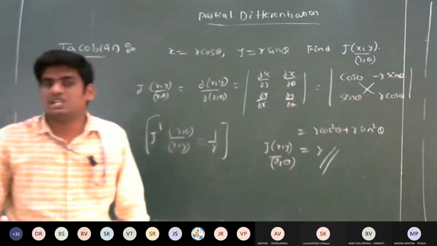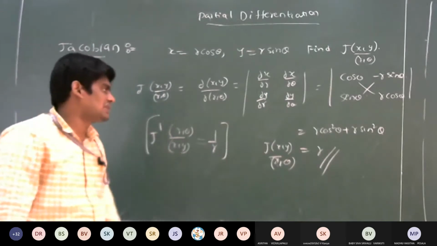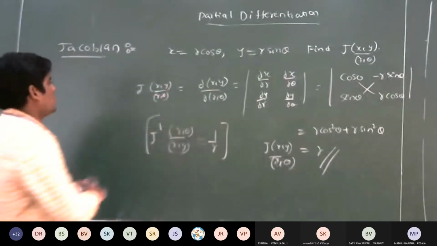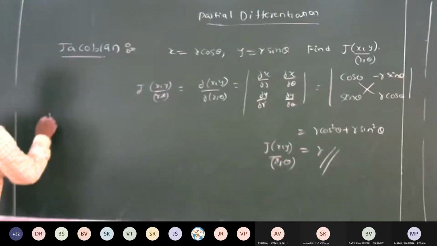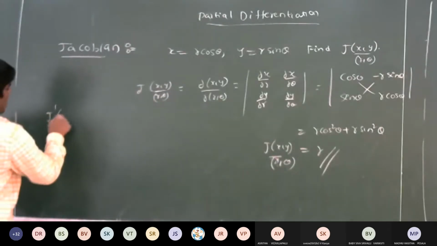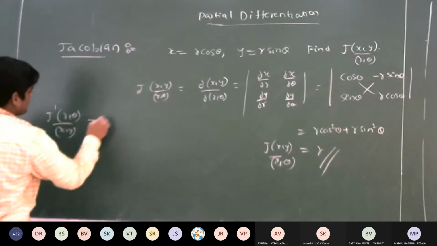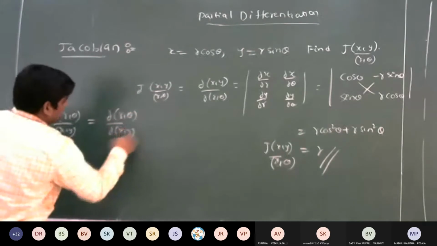Why? Because J into J dash is equal to 1. So we can also solve that one. So this is the direct way. Now, if you want to calculate the J dash value, that is J dash of r comma theta by x comma y, right? So this is nothing but dou of r comma theta by dou of x comma y.